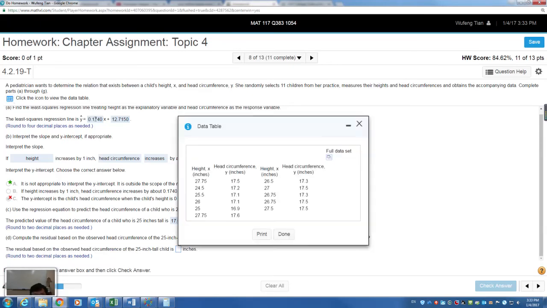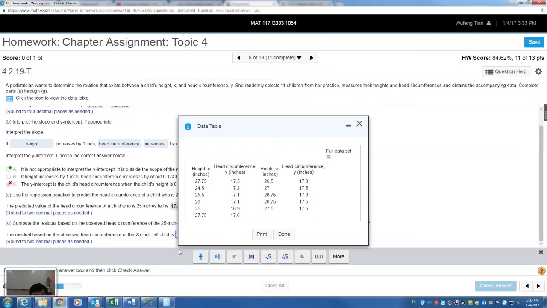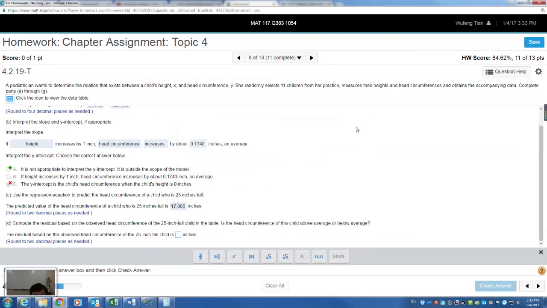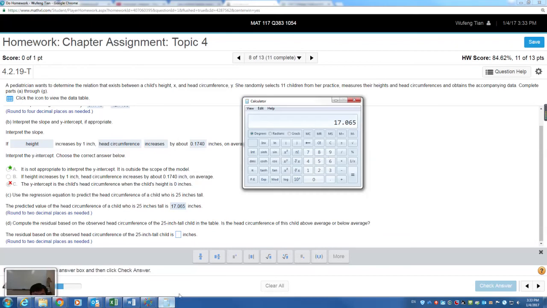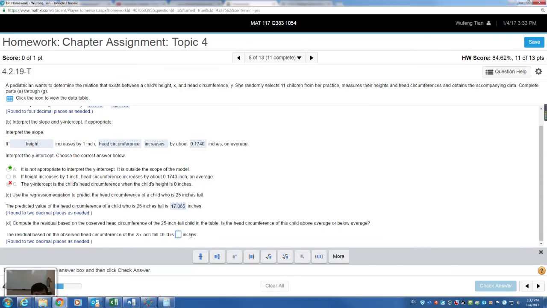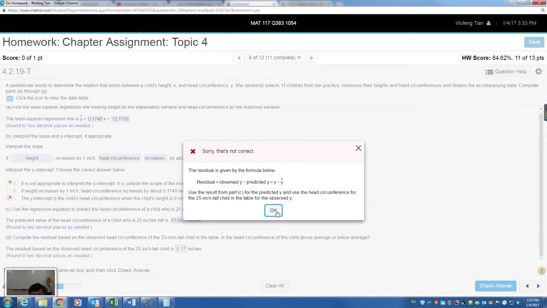Oh, so we have observed value. 25 is 16.9. 16.9, okay, so minus 16.9 equals 0.165, 0.17 rounded. Y minus y hat.